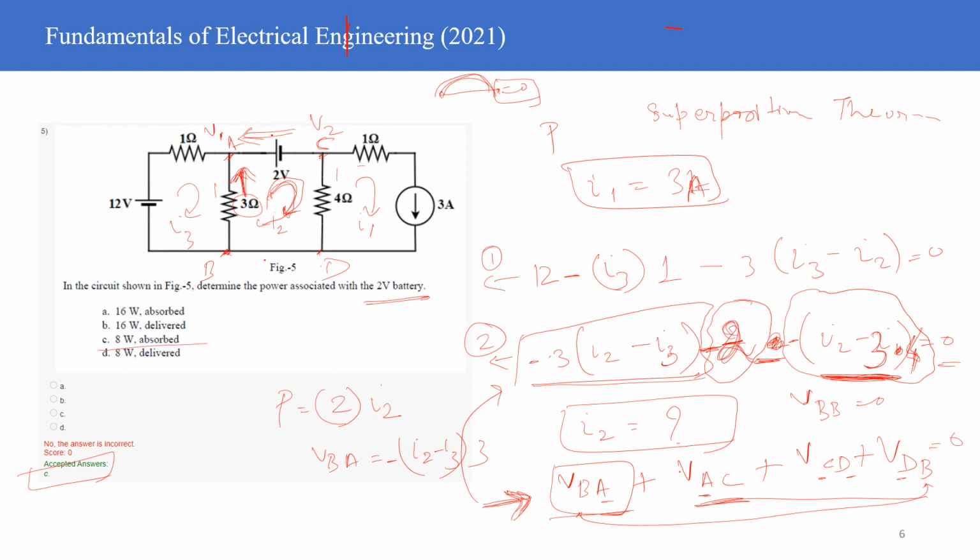So the I2 value is eventually going to be positive, right? Because it is being absorbed according to that answer. So the current direction we have chosen is right, and I2 will be coming out as 4 amperes. So you guys go ahead and solve this after the class, and then if you have any doubt, you ask me.